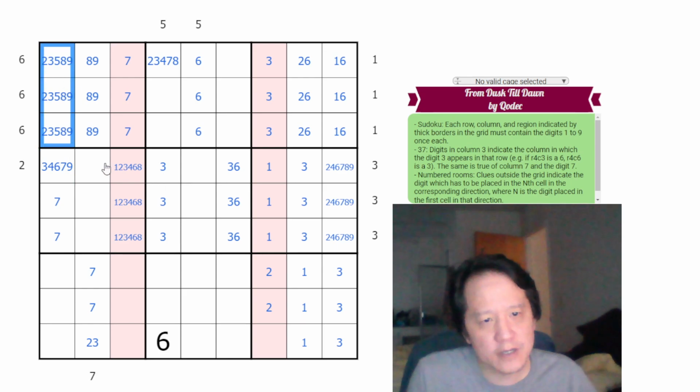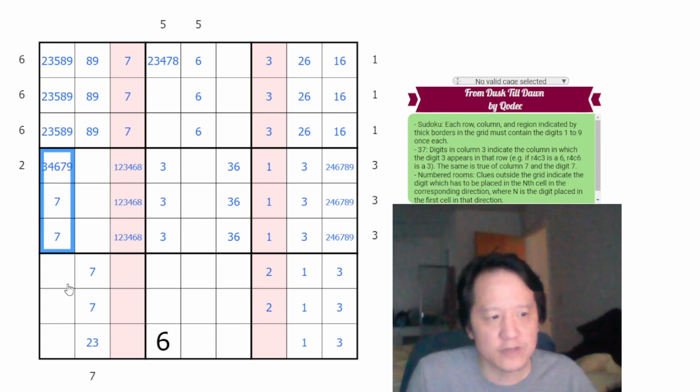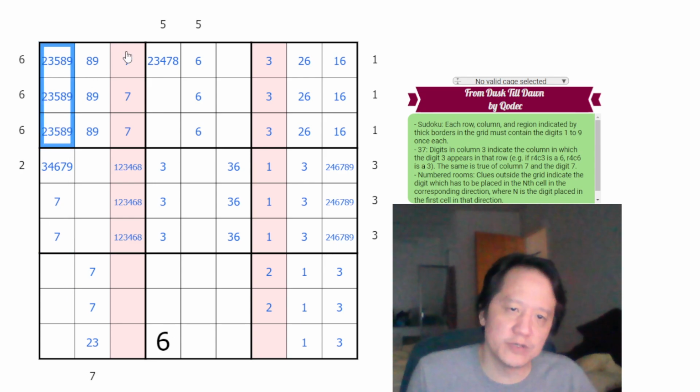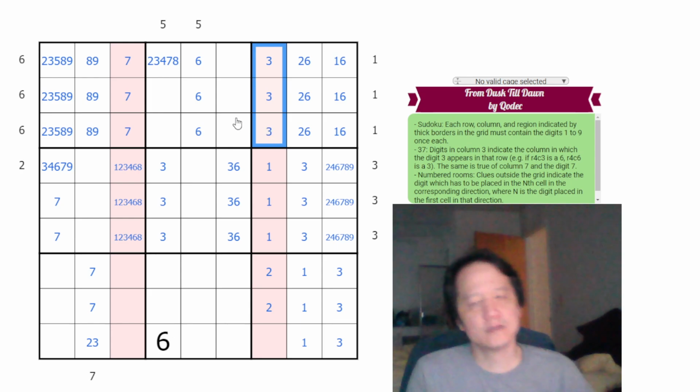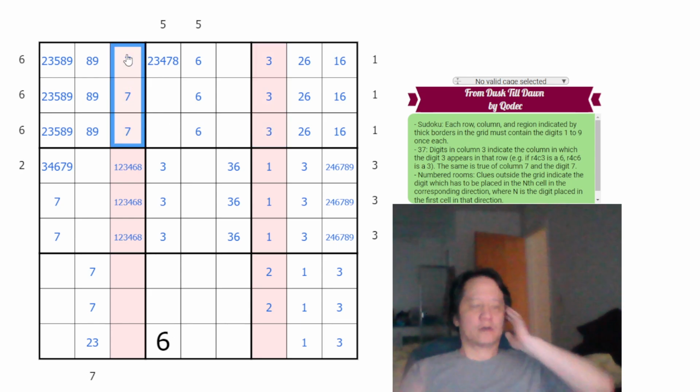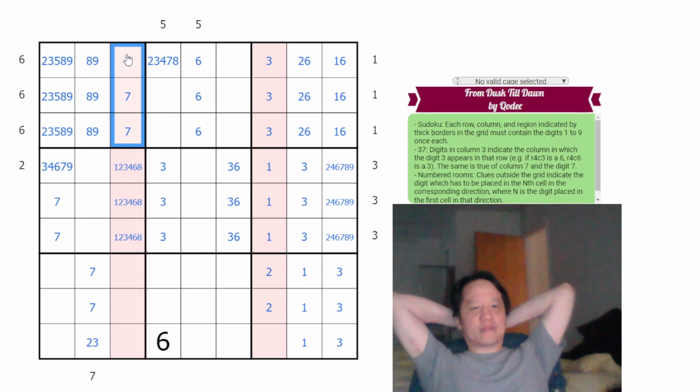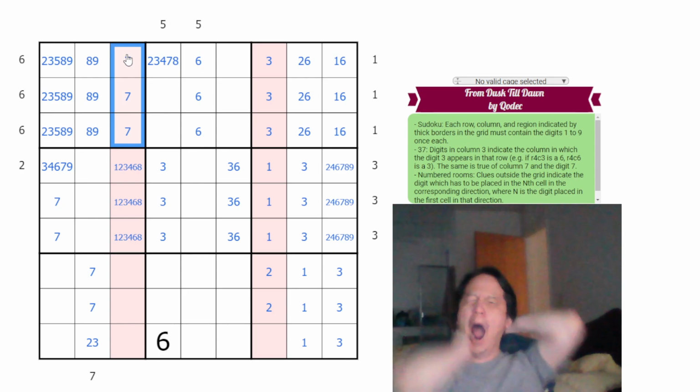I don't know why that... Oh, because this is 7, right? And this is 7 because we know the 1 is here. So therefore the 7 has to be in the first column. So this can't be 7. This has to be 7. This is 3. So we have a 7 there. Yeah.